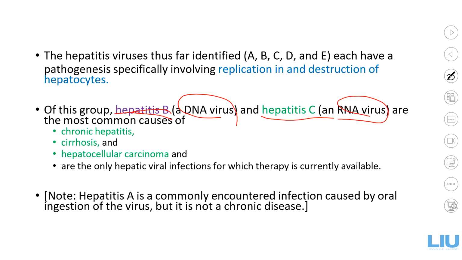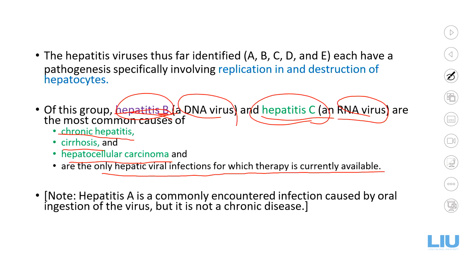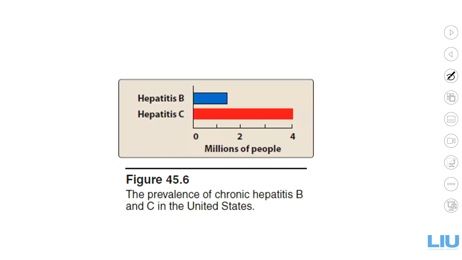They cause things like chronic hepatitis, cirrhosis, and hepatocellular carcinoma, and are the only hepatic virus infections for which therapy is currently available. So these are the most common, and obviously you'll have drugs for hepatitis B and C. Hepatitis A, for example, is a commonly encountered infection caused by oral ingestion of the virus, but it's not a chronic disease. So the most serious ones we worry about are B and C. Obviously, for obvious reasons, C is the most common, followed by B.